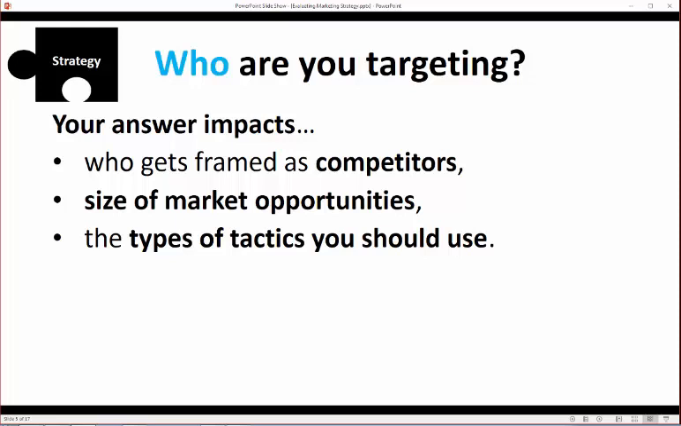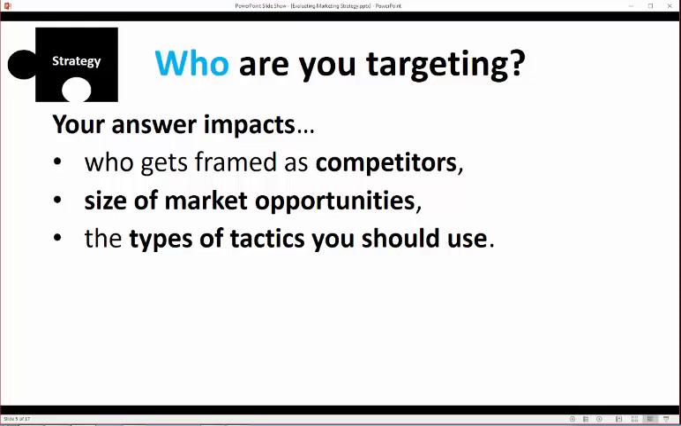If you don't have a clearly defined answer to who you're targeting, who you're trying to serve, you might be framing the wrong competitors, and that could be part of the problem. You might not be defining your marketing opportunities properly in terms of their size. You might not be using the right tactics because you think you're targeting one group, and the tactics are actually designed for a completely different group.